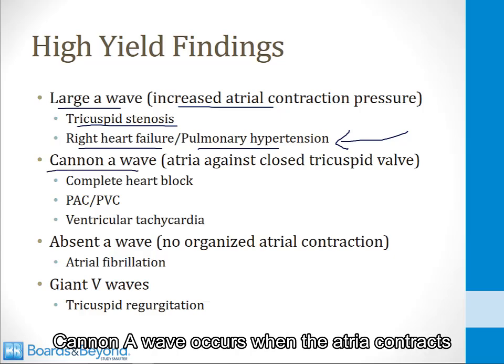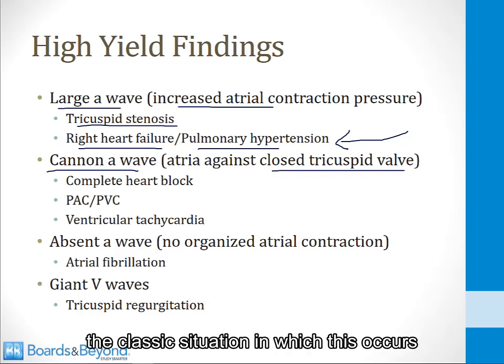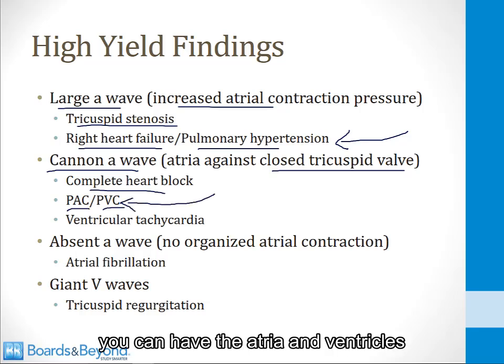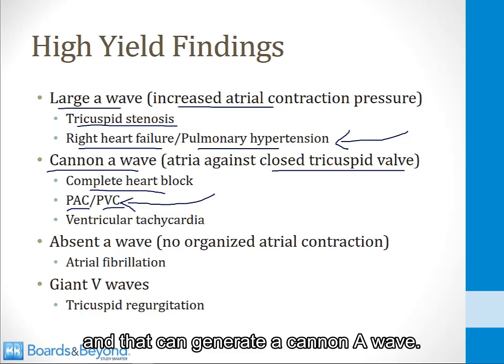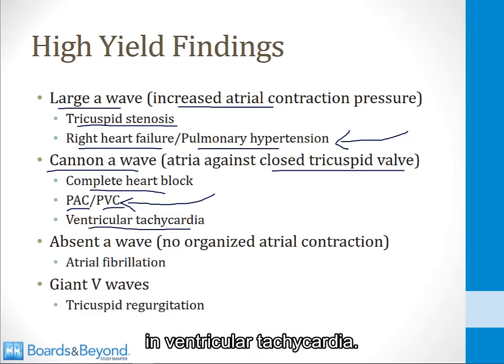A Cannon A wave occurs when the atria contract against a closed tricuspid valve. The classic situation in which this occurs is complete heart block. You can also see this in the setting of a premature atrial contraction or premature ventricular contraction. In both of these scenarios, you can have the atria and ventricles contracting out of sync, and that can generate a Cannon A wave. And then finally, Cannon A waves can also sometimes be seen in ventricular tachycardia.